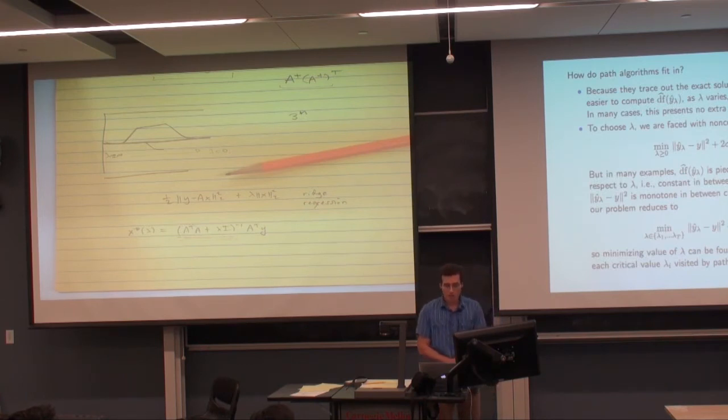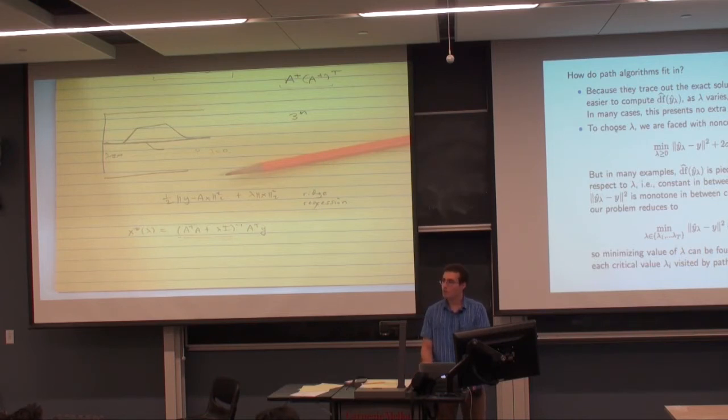So how do path algorithms fit in here? Again, I have to be pretty broad, but because they trace out the exact solution path, it's often actually easier to compute these degrees of freedom values as lambda varies using a path algorithm. And in many cases, this presents no extra work. A lot of times those degrees of freedom estimates come exactly from the path algorithm manipulations, from the computations. So that's good. So now we have an estimate for degrees of freedom.